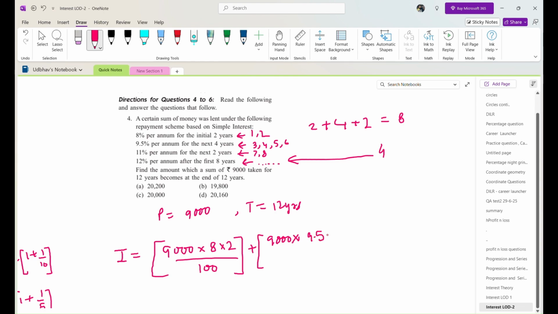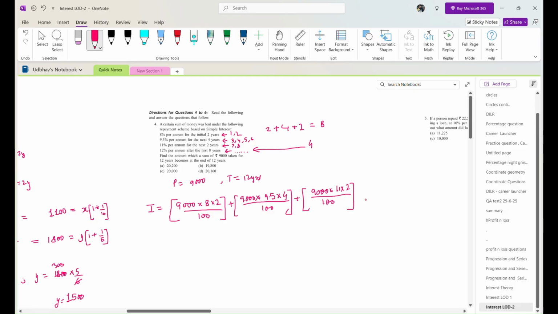It is 9.5 upon 100. Now for the next 2 years, it is 9,000 into 11%, and at last 9,000 into 12%. For how many years were left? 4, because total years were 12, and here 8 years are completed. So only left is 12 minus 8, 4.